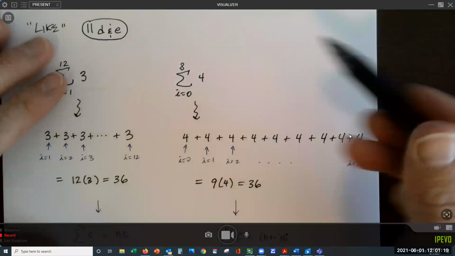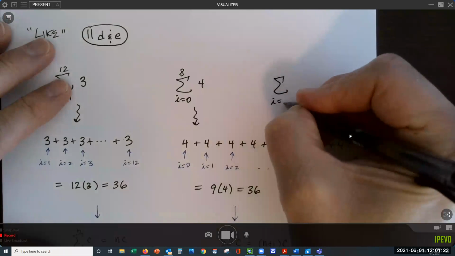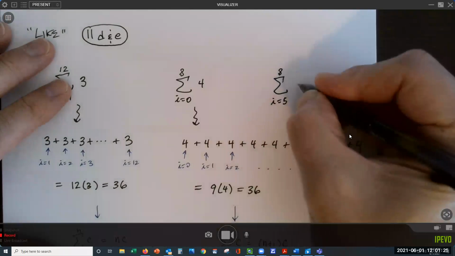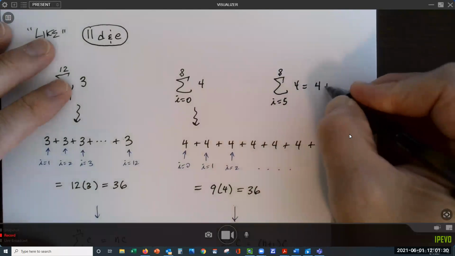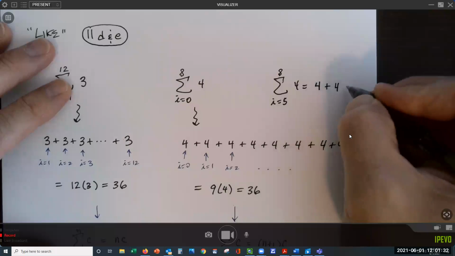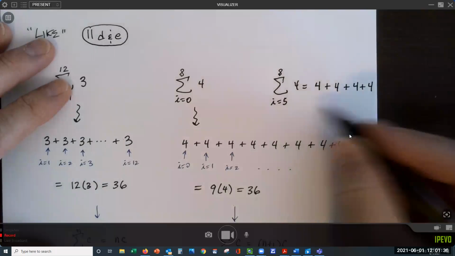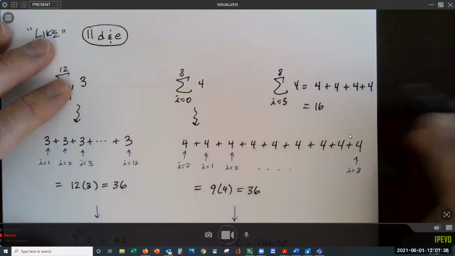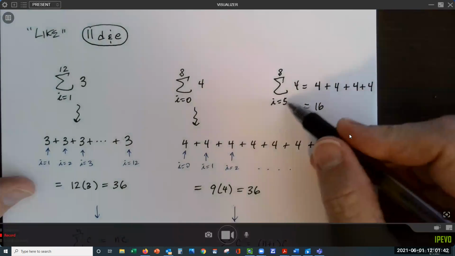So, we'll do one more. If I did the summation, i equal 5 to 8 of 4, well, i equal 5 is where I start. i equal 5, I get 4. i equal 6, I get 4. i equal 7, I get 4, and i equal 8, I get 4. I'm just adding 4 4s, I get 16 there. So you see the difference there. So be careful to watch that.